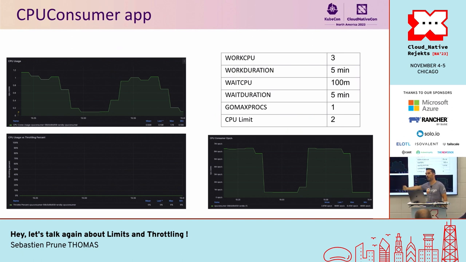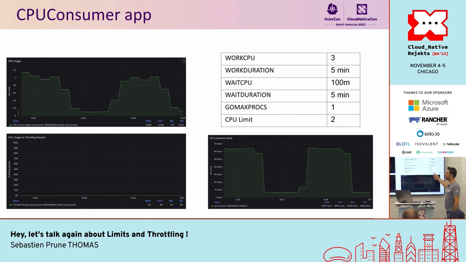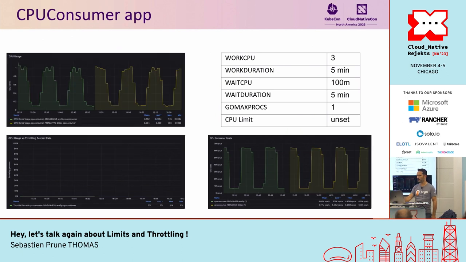And now we have no throttling because we set the CPU limit to two, which is way above the usage. We lowered it down to use only one goroutine, and we're still doing 6-point-something million operations per second. So we tune the application and the limits to make the system work at its best. It's totally some kind of tuning.